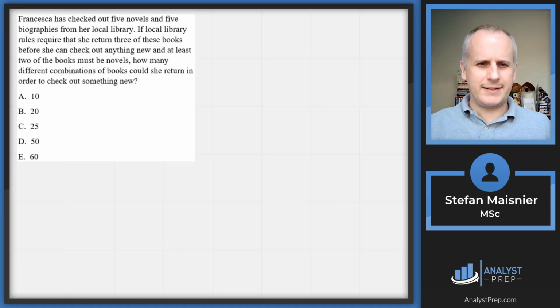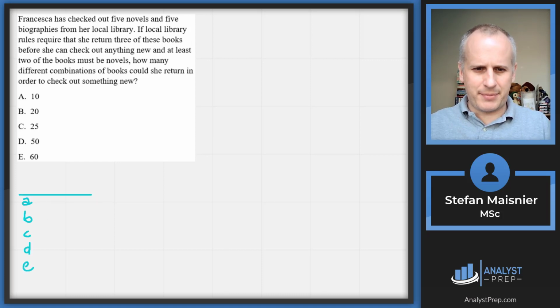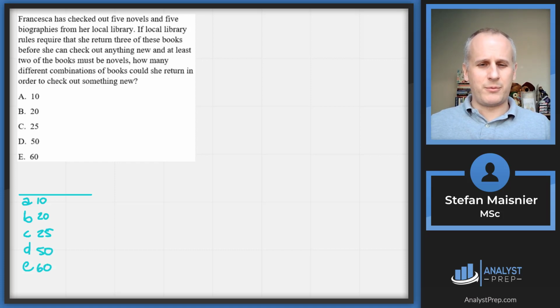So let's take a look at a sample combination and permutation problem solving question for the GMAT quantitative section. So you can see I'm still setting up our scratch pad the same way as always, and since they're simple numbers, I might as well write them out too. So we got all the way down to 60. We want to skip to the end, figure out what we're being asked to solve for so that we don't read the question twice. And we can see we're being asked how many different combinations of books could she return in order to check out something new.